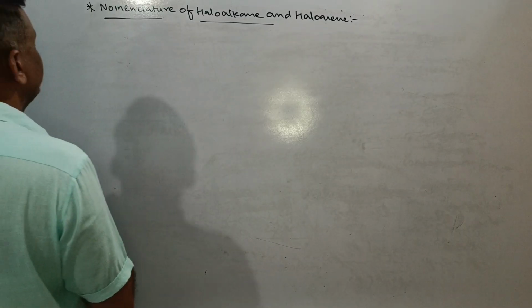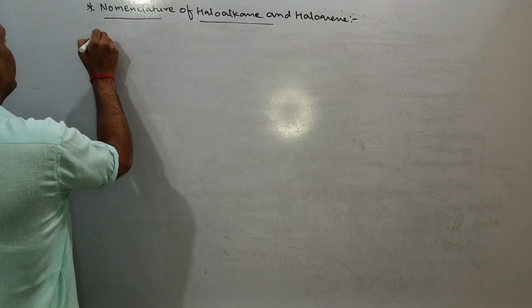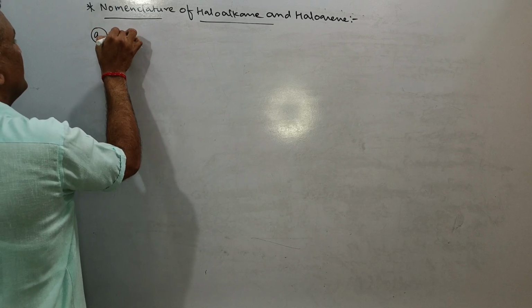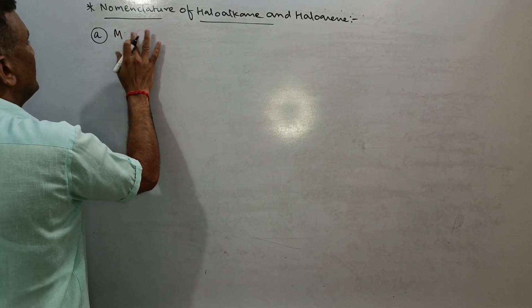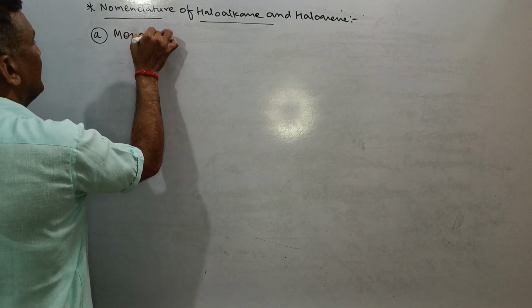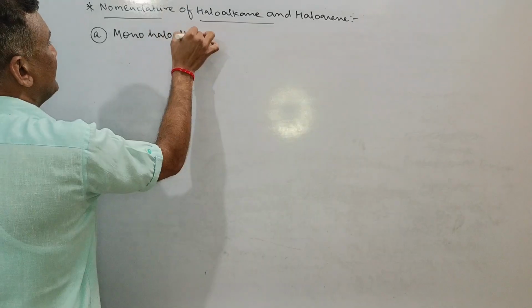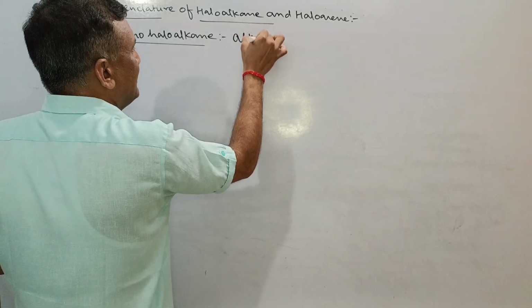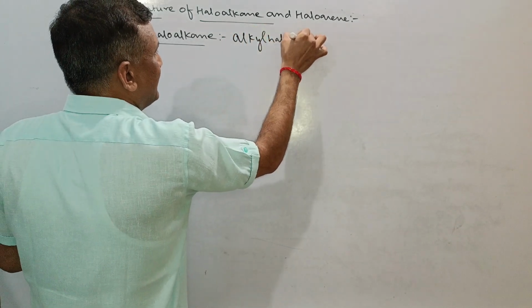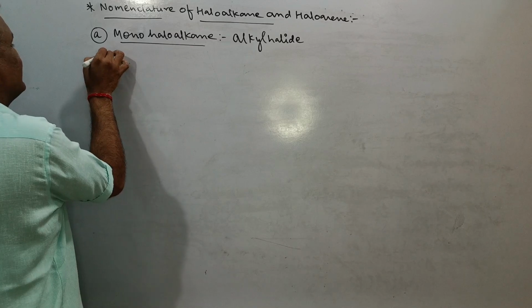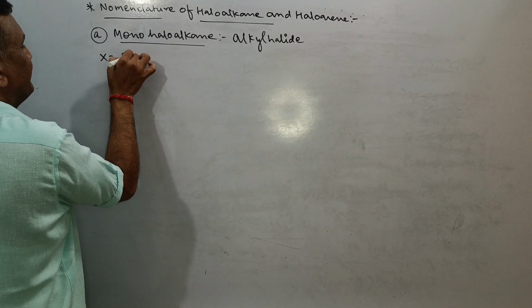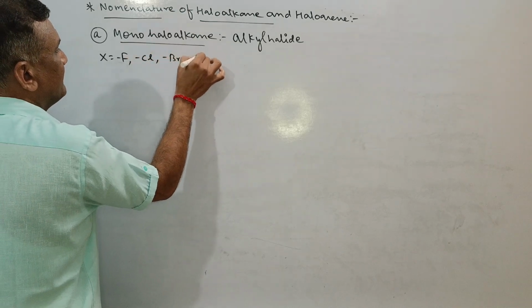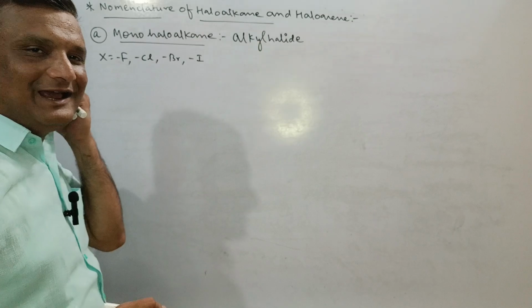So first of all, we'll go with the monohaloalkane. This is number 1. In the common system, monohaloalkanes are known as alkyl halides, where the halogen X is F for fluoride, Cl for chloride, Br for bromide, and I for iodide, as in alkyl halide.